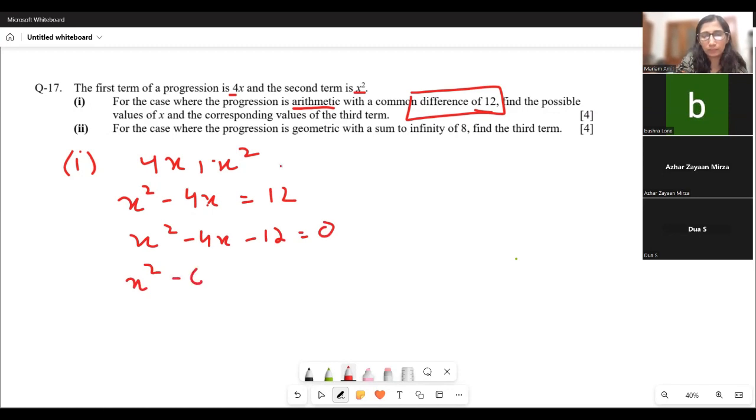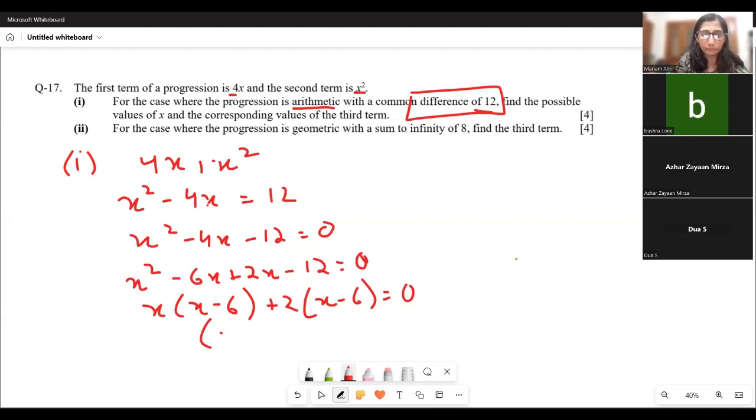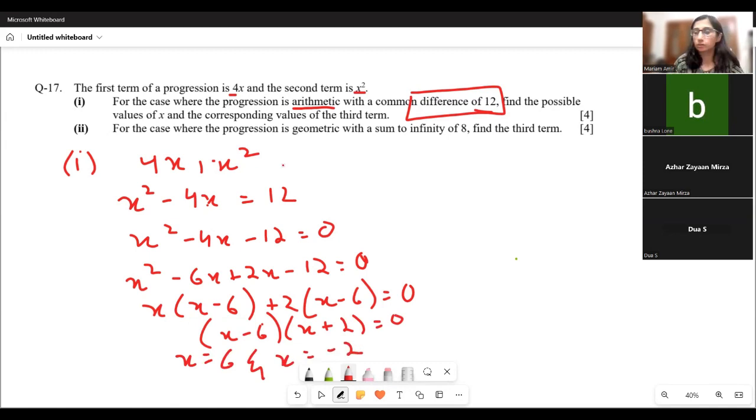x squared minus 6x plus 2x minus 12 is equal to 0. x is common, x minus 6 plus 2 is common, x minus 6 equals 0. So x equals 6 and x equals minus 2.